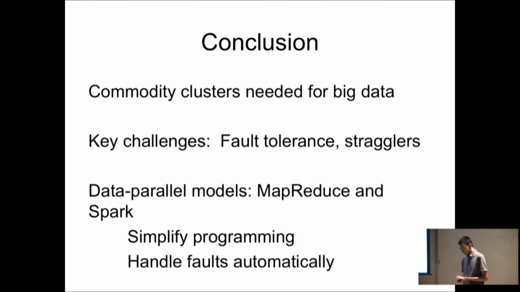So in conclusion, what we saw today is that this notion of having large amounts of data, the big data movement, necessitated the commodity cluster and the cloud computing movement that came along with it. The key challenges in this setting are that we use commodity hardware at large scale, so you have a lot of faults, you have stragglers, and you have to deal with it at the software layer. So these data parallel models like MapReduce and Spark have been very successful in giving a very simple programming model and abstracting away all of the hard parts from the programmer.